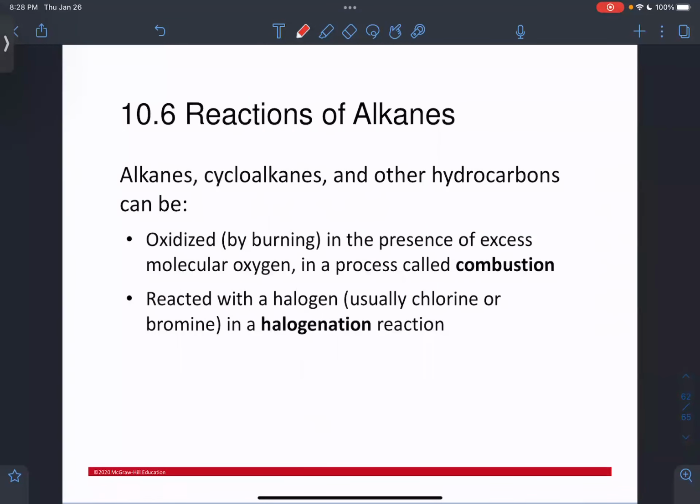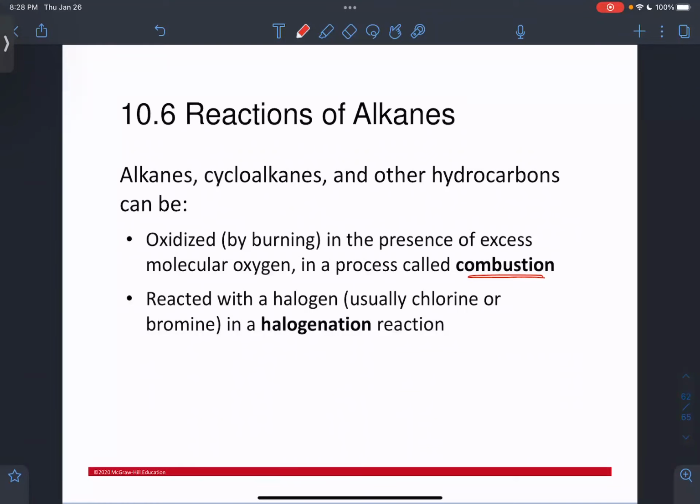Last section, there are only two reactions that alkanes can undergo. Alkanes are generally pretty unreactive, other than being oxidized. And oxidized is another way of saying burning in the presence of oxygen in a process that we call combustion. So this is what happens in your car every day when you drive it. You are combusting hydrocarbons in the form of gasoline in your car engine.